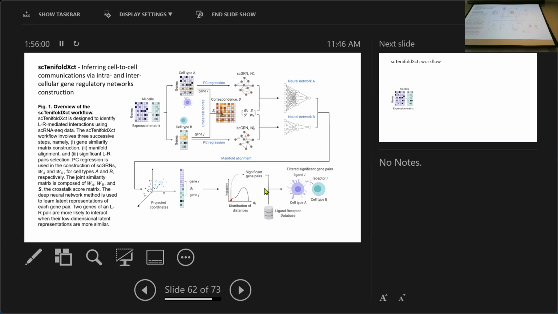I think you are asking about the correspondence between A and B, the receptor and ligand. No, we use all the genes. Yes, it's a good question. We use all the gene pairs, and only until here do we query the ligand receptor database. So that matrix is just all the pairs of genes.